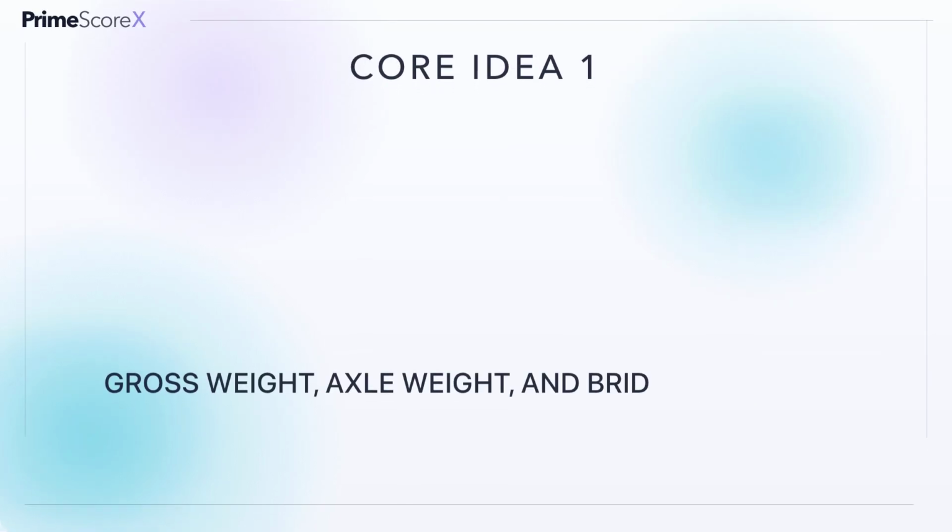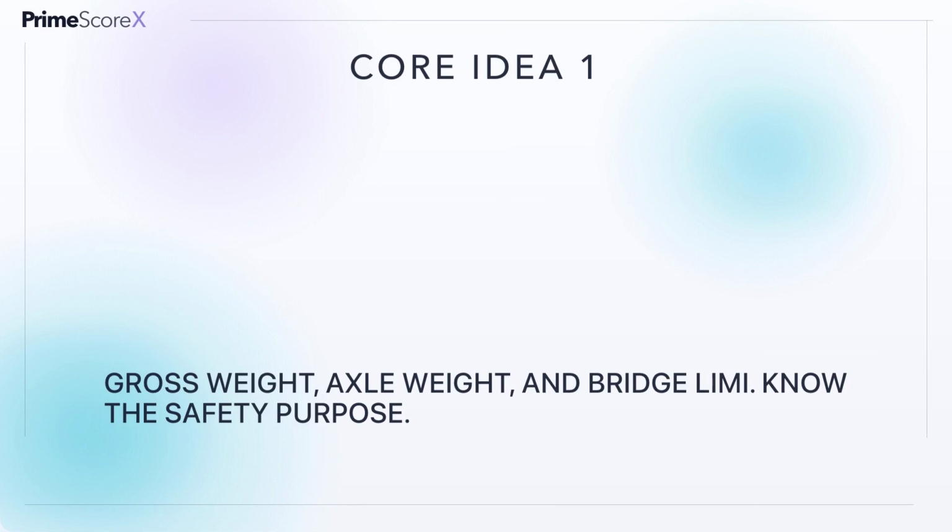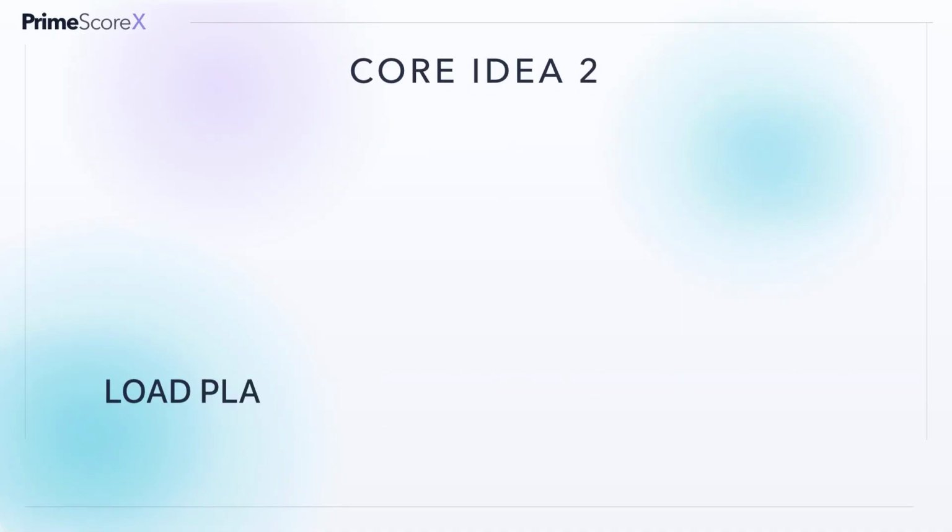First core idea. Gross weight, axle weight, and bridge limits are different but connected. Do not treat this as a definition only, connect it to a real driving situation. The exam may describe the same idea through a scenario, a warning sign, a vehicle condition, or a choice between two actions that both sound reasonable.